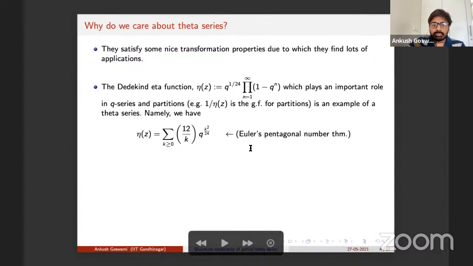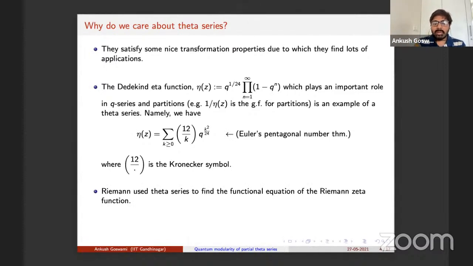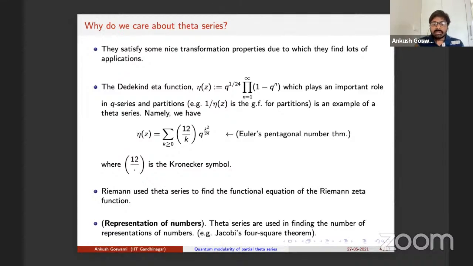Okay, and then Riemann also used theta series to find the functional equation of the Riemann zeta function. And theta series are also used in finding the number of representations of numbers by sums of certain numbers of squares. A famous example is Jacobi's four-square theorem, which gives you a formula for the number of representations of a number as a sum of four squares.